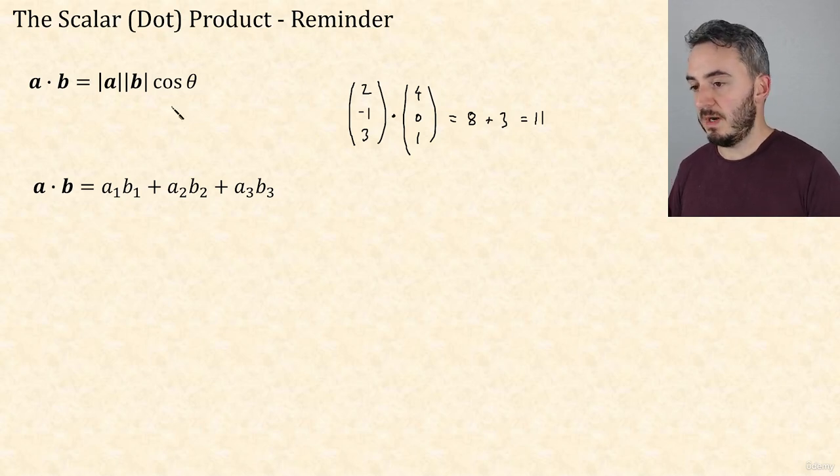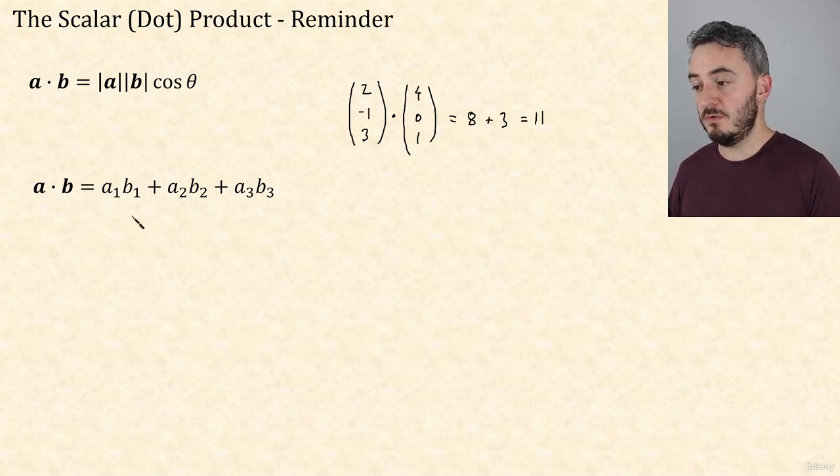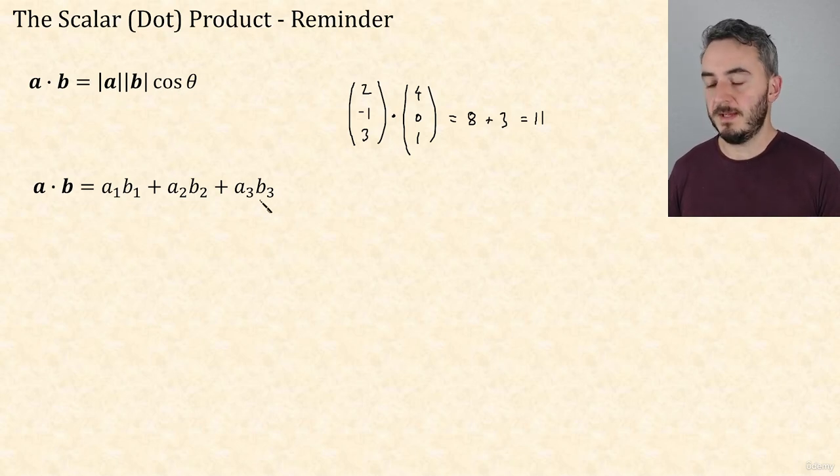Now, you could combine that with this form, and that could help you, for instance, find out what cos theta is, and therefore what the angle between them is. We're not going to get into that. You already know what the dot product is. The key point here is that there are two forms which work out the same thing.